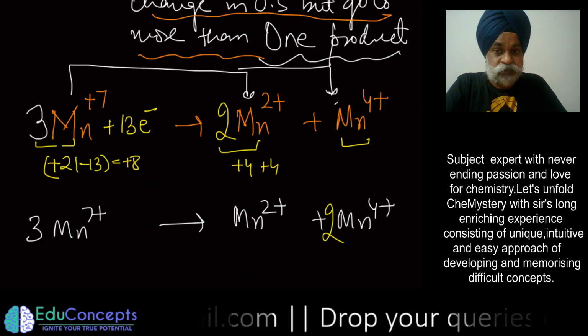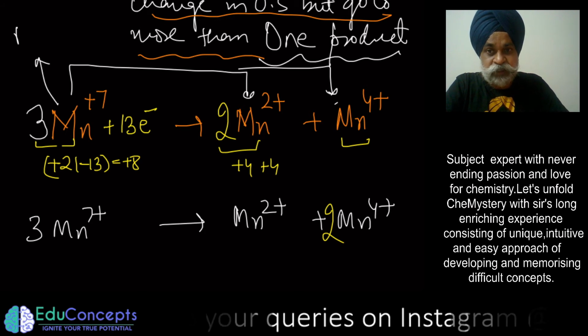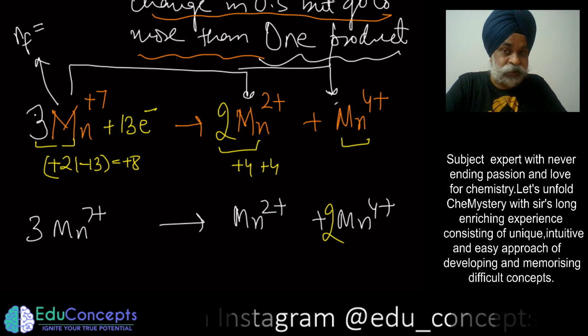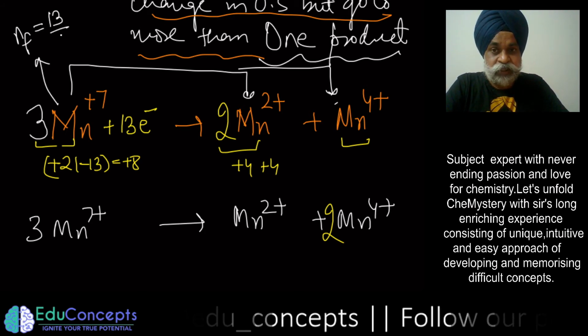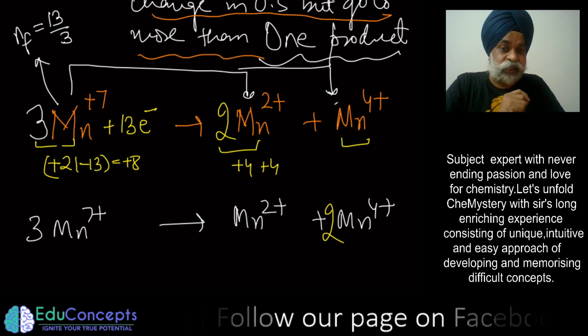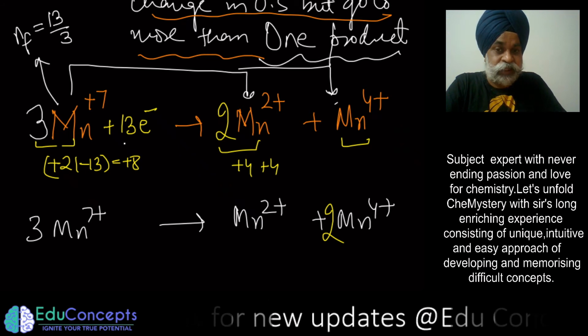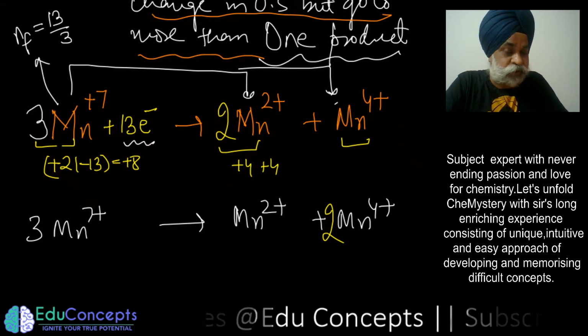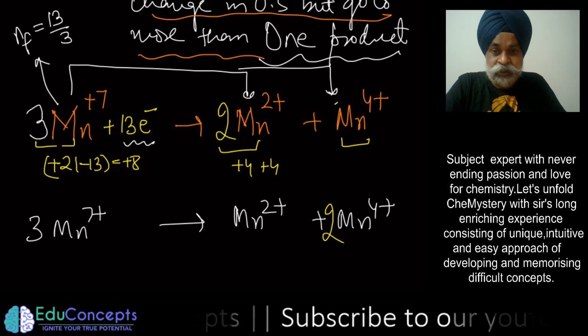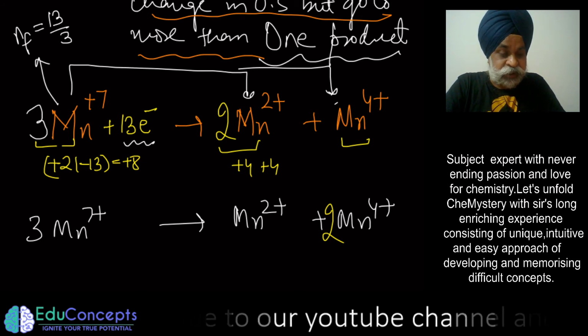Now the question is, what is its n factor? The n factor would not be 13 here, it would be 13 by 3. Why? Because n factor has to be defined per mole. That 3 moles of Mn7+ are gaining 13 electrons during the course of this reaction. Did you get it? So the n factor would be 13 by 3.